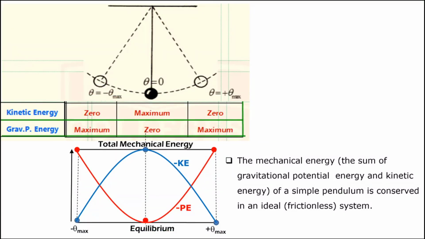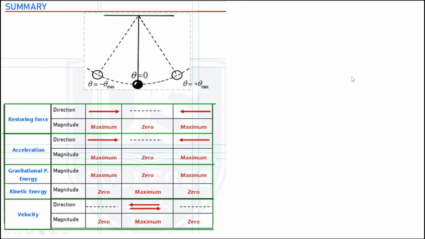And then there is a summary table. In fact, this table is exactly the same as the table for the mass spring system. The only difference is that instead of elastic potential energy, the simple pendulum has gravitational potential energy. All other things in this table are exactly the same as how restoring force, acceleration, potential energy, kinetic energy, and velocity of a mass spring system change.